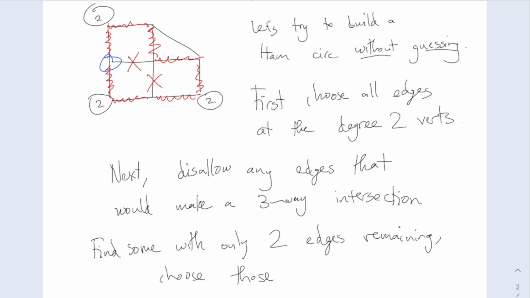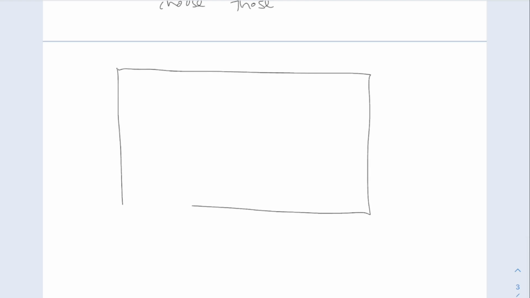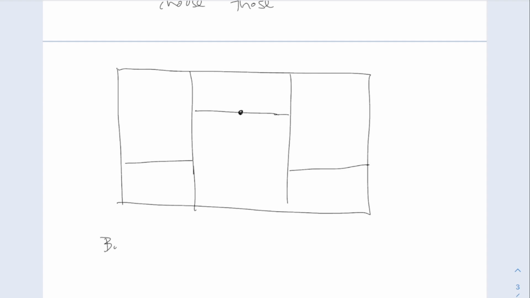All right, let's try one. I got a bigger one. How about this? A little bit bigger. And there's an extra little vertex in the middle there, all right? So we're going to try to build a Hamilton circuit without guessing.